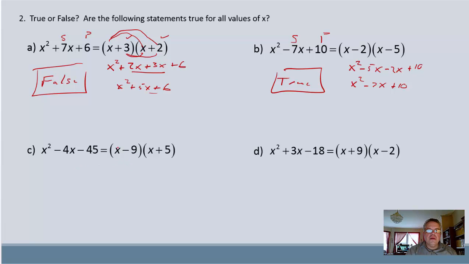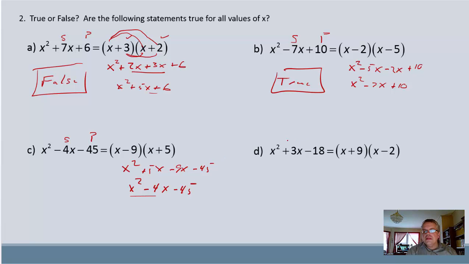All right, let's check this one out. Let's multiply. x times x is x squared. x times 5 is plus 5x. Negative 9 times x is minus 9x. And negative 9 times 5 is minus 45. When I combine like terms, I get x squared minus 4x minus 45, which is what I started with. So this statement is true. These two are equivalent. Now, again, look that negative 4 is equal to negative 9 plus 5. That is the sum of the two numbers. And negative 45 is negative 9 times 5, which is the product.